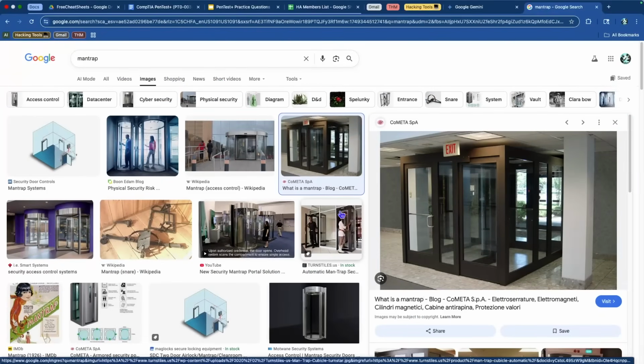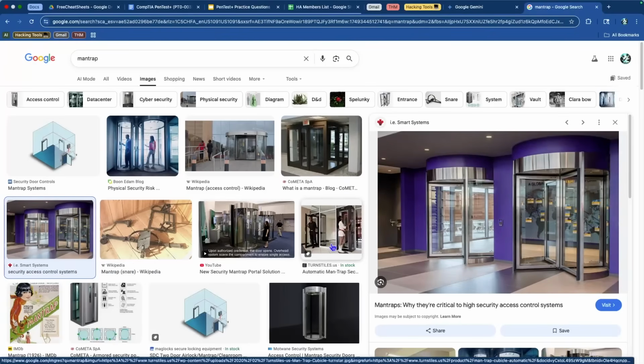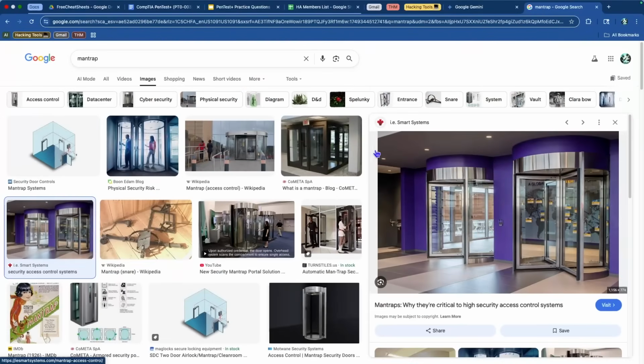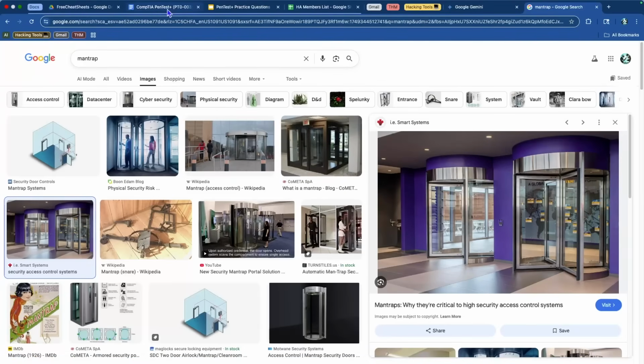They're really powerful to let somebody in, but they're also powerful to keep somebody in case they've actually done something. This is a man trap, like a trap that will trap your feet. That's not what we're talking about. This is a very, very fancy looking revolving man trap. There are a lot of different versions of this, and the purpose is pretty much the same across the board.